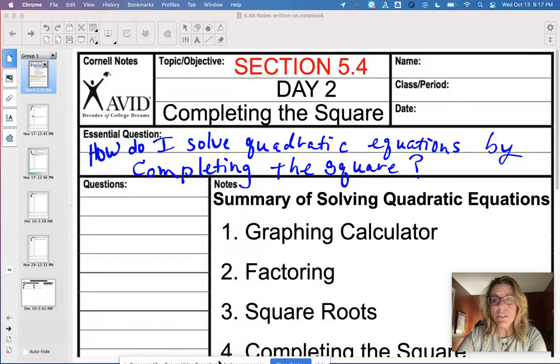Section 5.4, Day 2, completing the square. Essential question: how do I solve quadratic equations by completing the square? Please write that down.